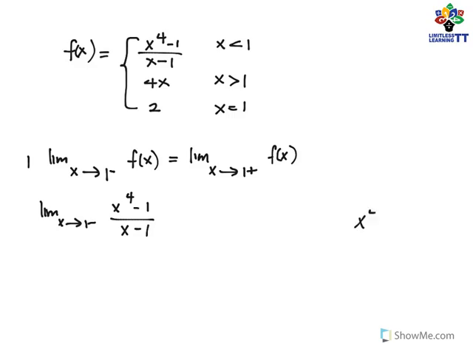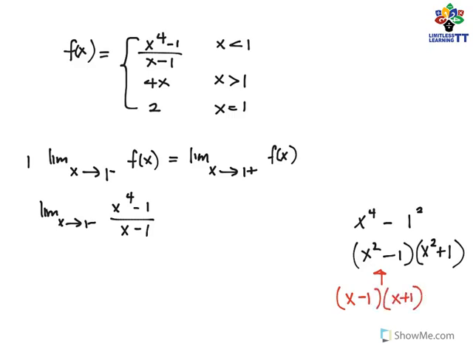So x to the power of 4 minus 1 is a difference of two squares, where 1 is the same thing as 1 squared. That can be broken up into x squared minus 1 times x squared plus 1, because x to the power of 4 is x squared squared. And x squared minus 1 is also a difference of two squares, so it breaks up into x minus 1 times x plus 1, times what we had before, x squared plus 1.